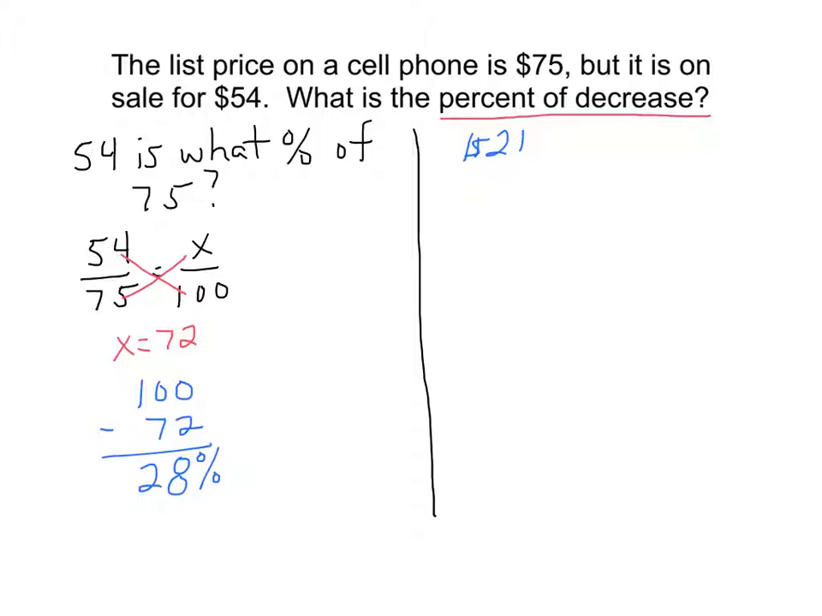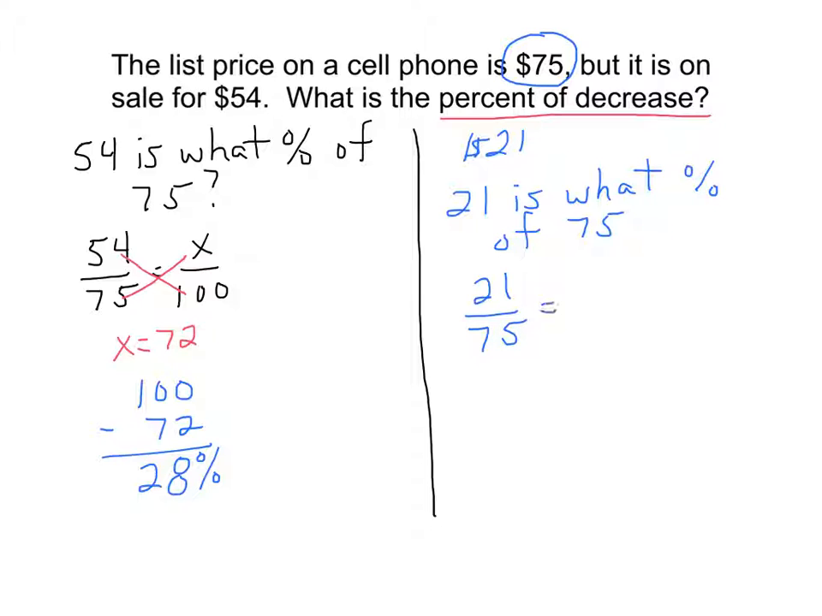So I would probably go through and ask myself the question, instead, 21 is what percent of 75? Remember, you always compare to the original amount when you are doing percent increase or percent decrease. Now, when I set this up, I have 21 over 75 is equal to what over 100? And as I go through and do my cross multiplication now, I am going to get an answer of 28, 28% being the actual percent of decrease.